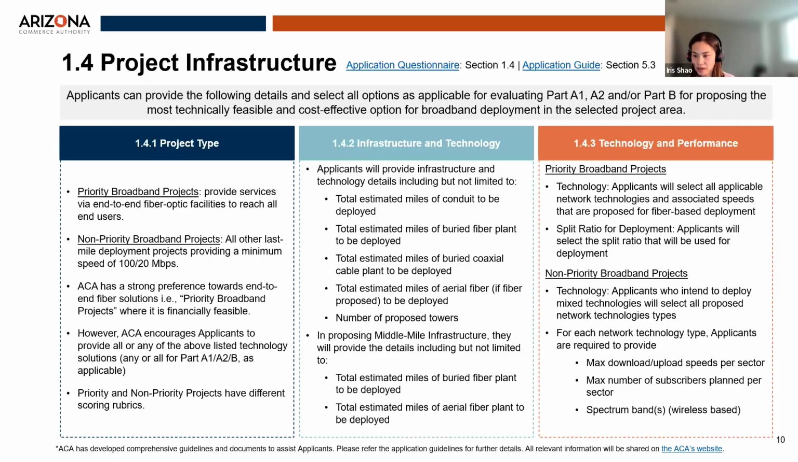Non-priority projects are defined as all other last mile deployment projects providing a minimum speed of 100/20 Mbps. So although the design is for all the priority projects to receive 100% fiber and non-priority projects to receive fiber plus other technologies, applicants will have the option to select either technology for priority projects or non-priority projects. But I do want to emphasize that ACA has a strong preference towards end-to-end fiber solutions for all the priority projects.